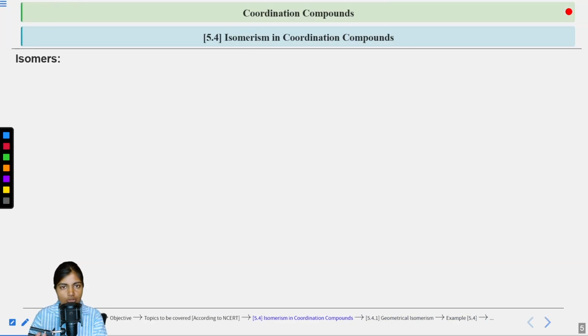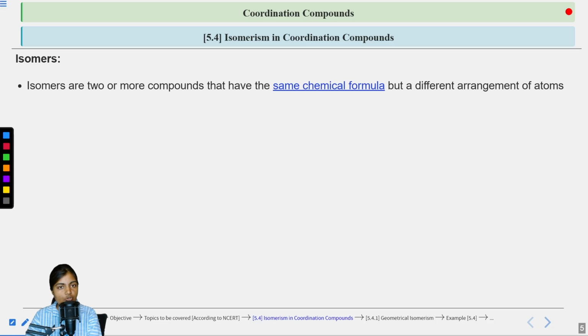Let's begin with our first section, that is 5.4, isomerism in the coordination compounds. So let's talk about the isomers. Isomers are two or more compounds that have the same chemical formula but a different arrangement of atoms. So isomerism comes when we have two or more compounds having a similar chemical formula. That means the molecular formula is the same for those compounds, but their arrangement in 3D space is different.